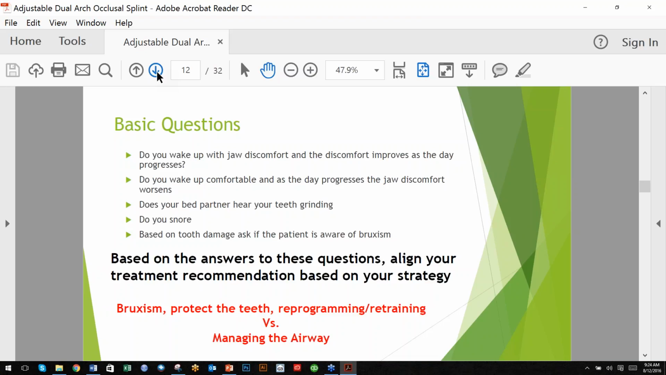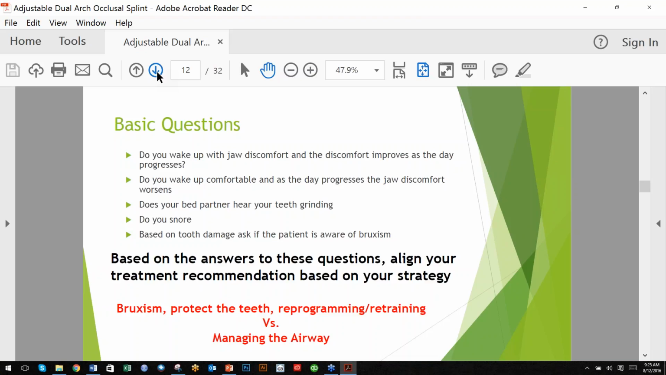Based on tooth damage, ask the patient if they're aware of bruxism. And you guys know better than I do. When you talk to a patient, you say, geez, look at all this damaged teeth. Do you clench or grind? No, I don't clench my teeth. I don't know why they're damaged, but it's not from that. Or they'll say, oh, I played football as a kid, or whatever. And you'll say, well, football doesn't cause wear on your posterior teeth. So maybe there's something else besides a football injury going on here.